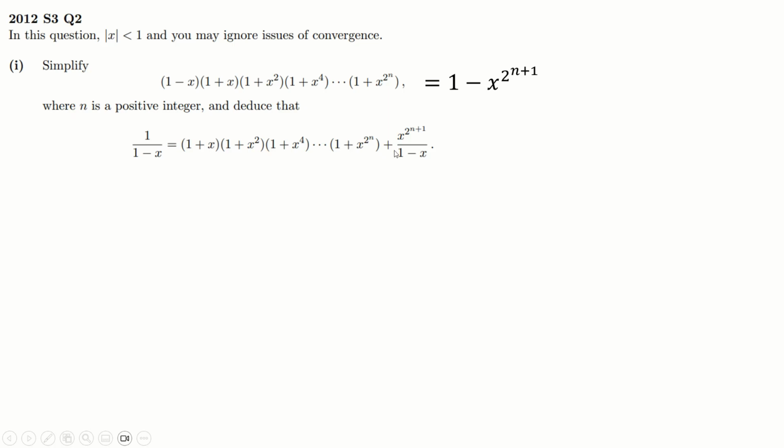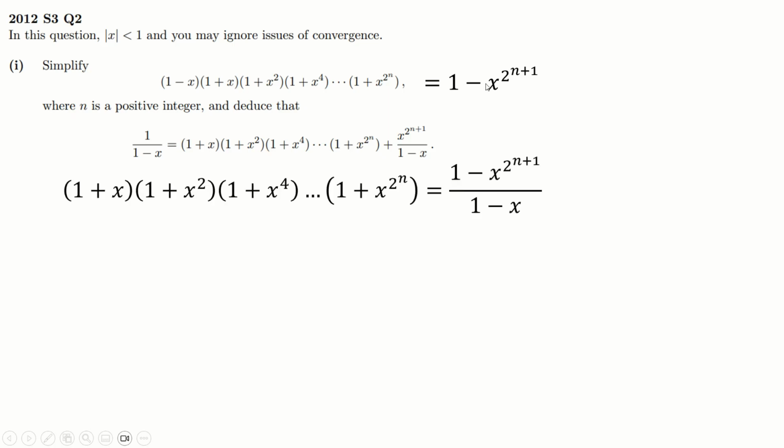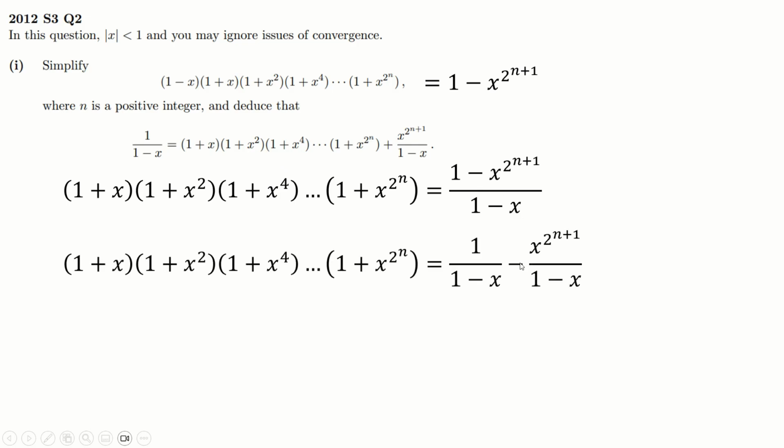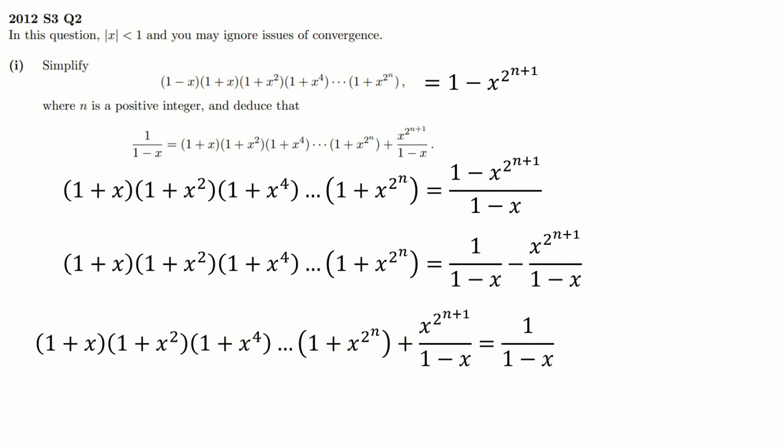Now it says deduce this thing here. So we have this statement here, right? So let's just divide by 1 minus x both sides to get rid of this bracket and have this side be the right thing. So how do we get 1 over 1 minus x here? Well, we can split this fraction in half here, right? And say it's 1 over 1 minus x minus this over 1 minus x. And then we can move this to the other side, and we're basically just done straight away. So that's not too bad. So that's that part done as well.